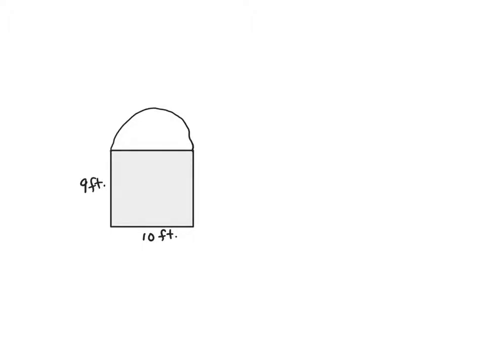I know that the area of just that rectangle, it's 10 by 9, is 90 square feet, because I'm just going to multiply 10 times 9. Now I need to find the area of that half circle. Once again, to find the area of a circle, it's pi times the radius squared. Well, if the distance across the center of the circle is 10 feet, that must mean that the radius is 5 feet. So I'm going to multiply pi times 5 squared. 5 squared gives me 25, so I have pi times 25.